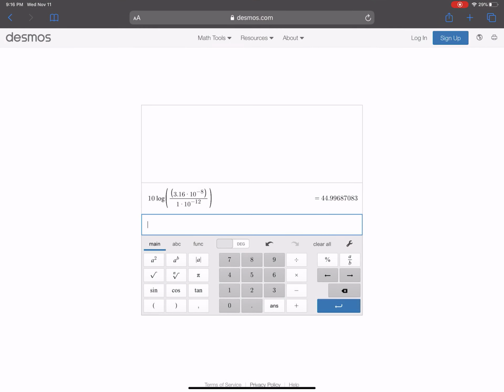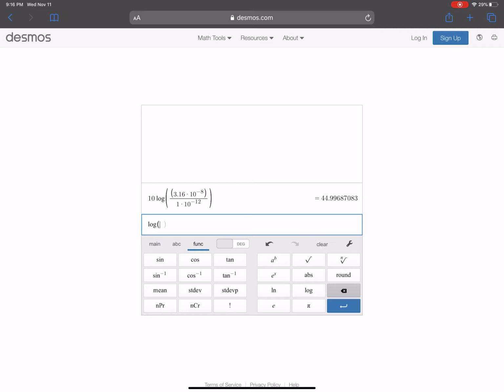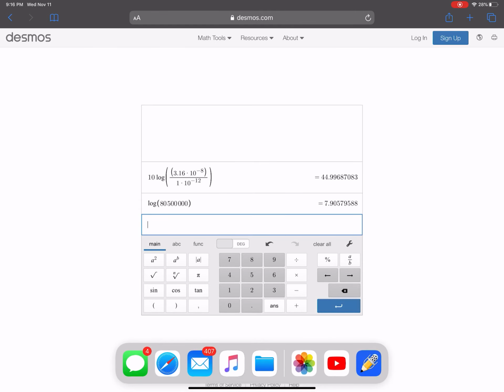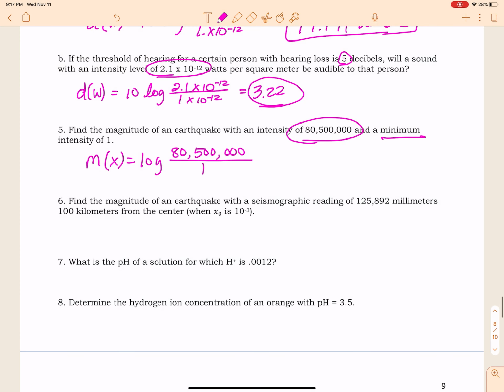Okay, and all we have to do is come in here to our calculator, type in log, type in 80,500,000. Make sure I did that right. So 7.9 on the Richter scale. See, look at us. We're machines.